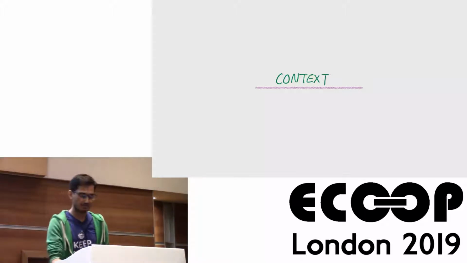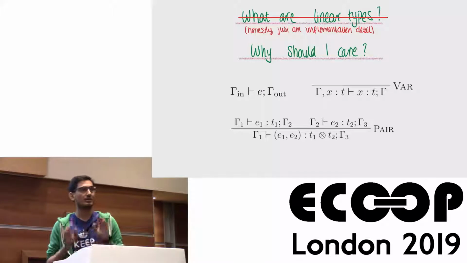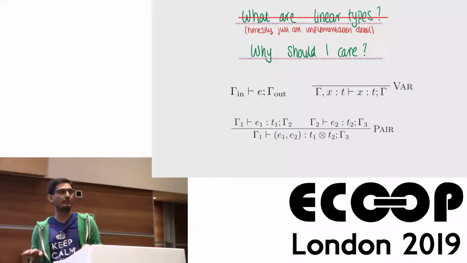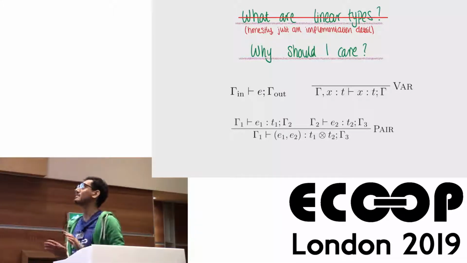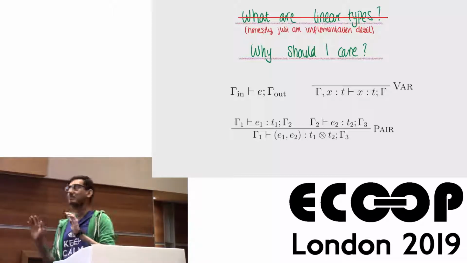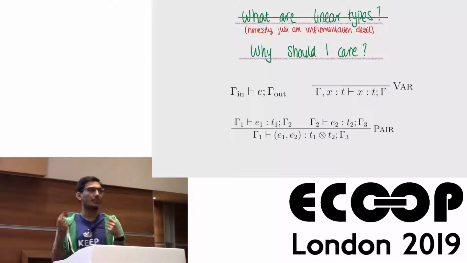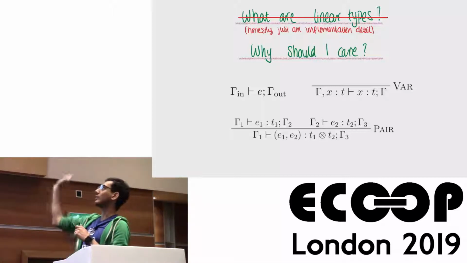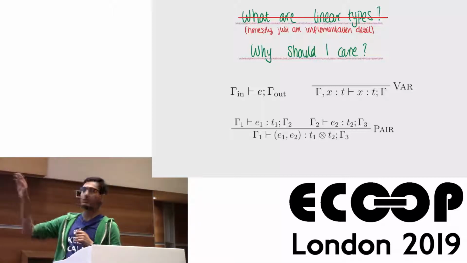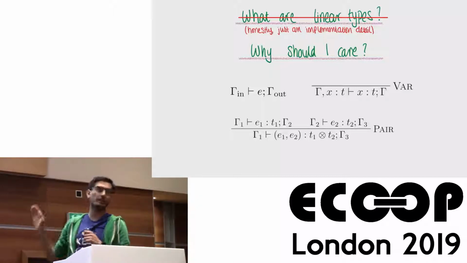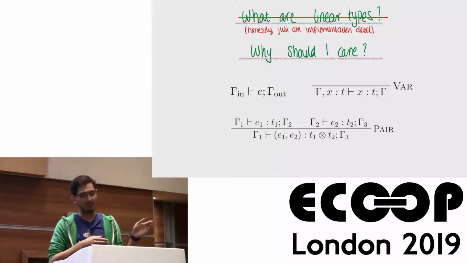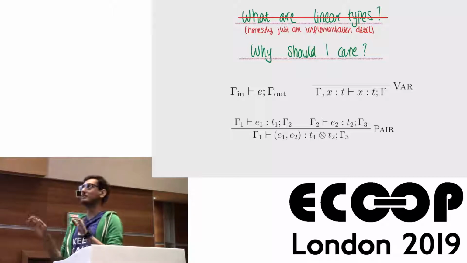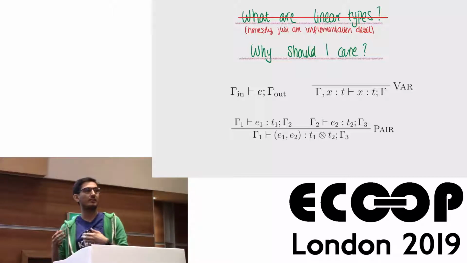As a brief recap for anyone who might be new to this, linear types are just a way of tracking resources. For example, if you use a linear variable, it's no longer in your context. If you're typing a pair, then each component of the pair will use a different set of resources. But quite honestly, linear types are almost an implementation detail for what I'm about to show you.